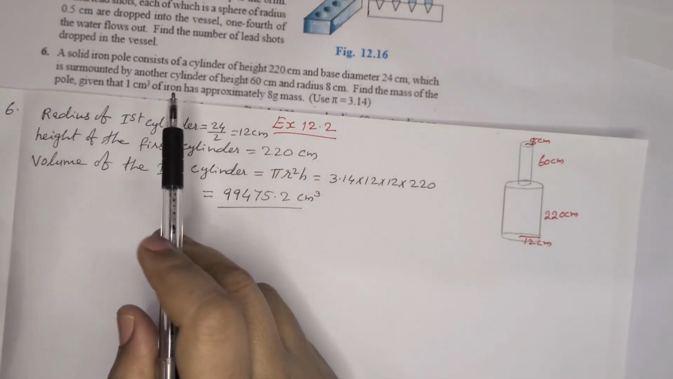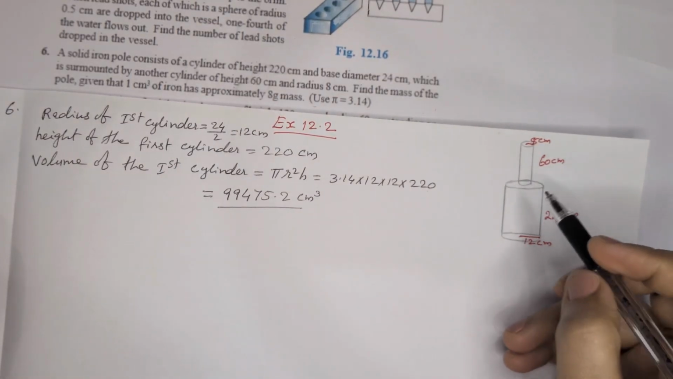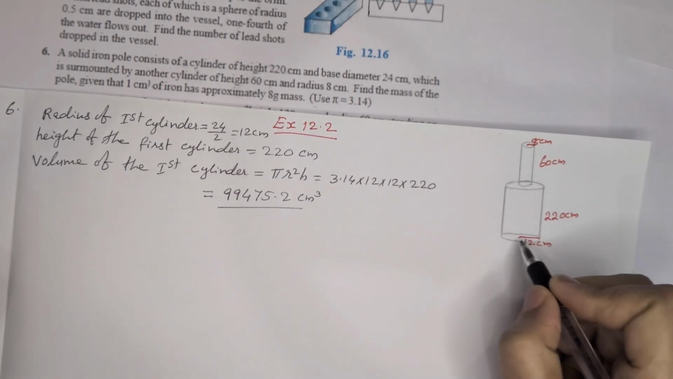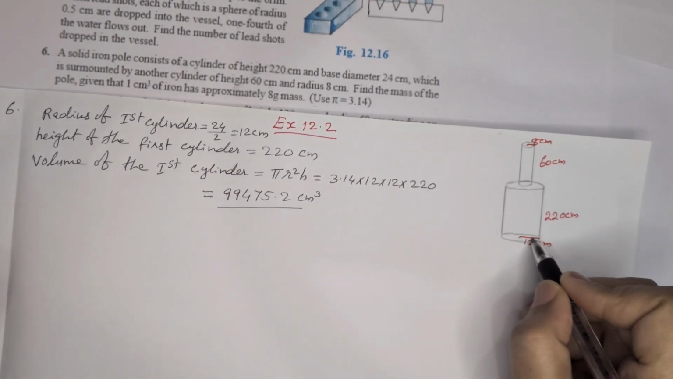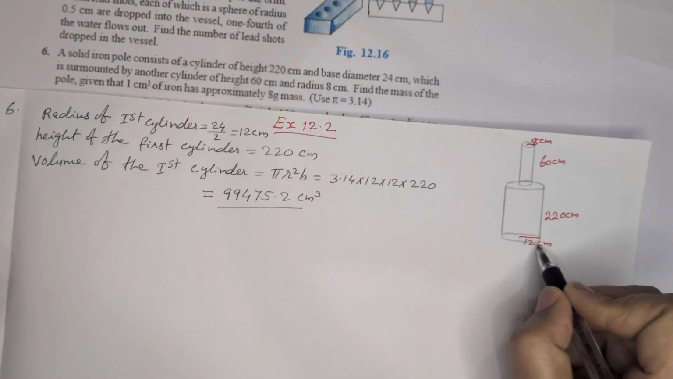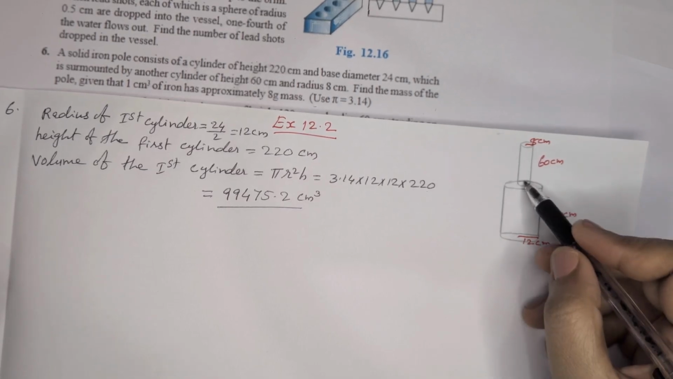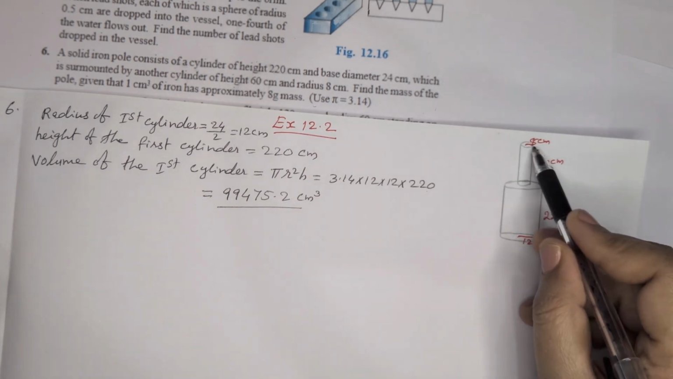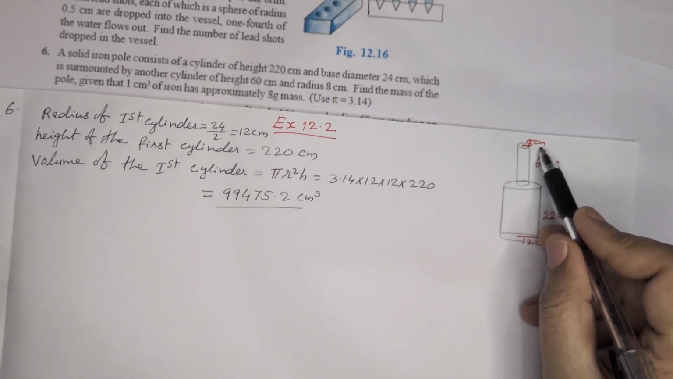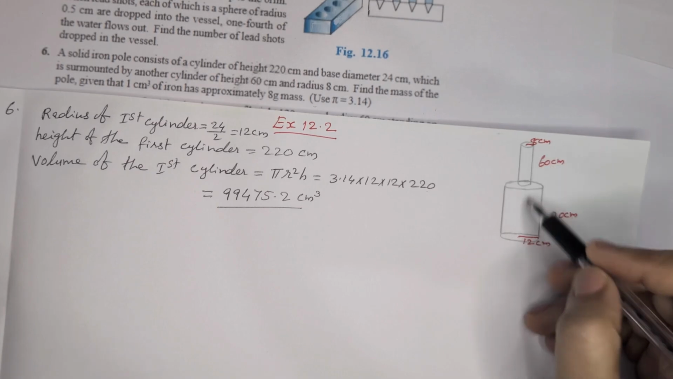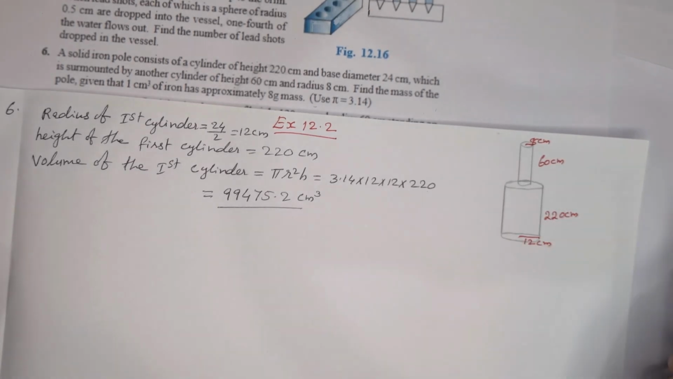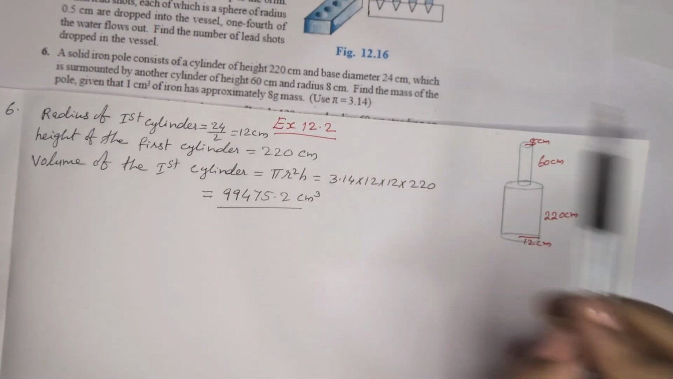Question number 6. A solid iron pole consists of a cylinder of height 220 centimeter and base diameter 24 centimeter, which means radius is 12 centimeter, which is surmounted by another cylinder of height 60 centimeter and radius 8 centimeter. Find the mass of the pole, given that 1 centimeter cube of iron has approximately 8 gram mass.